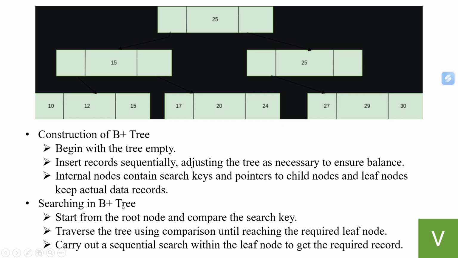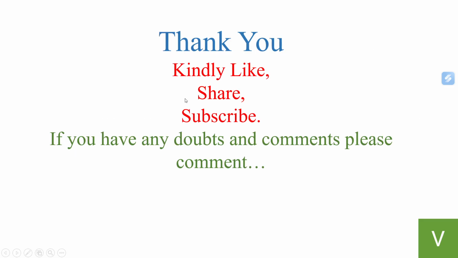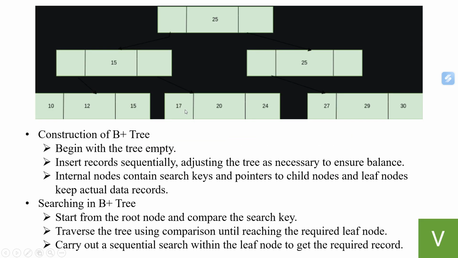Second one is searching of B plus trees. So if we want to search an element 17, we compare with the root node 25. The value 17 is less than 25, so we access the left side part of the root node, which is 15. The value 17 is greater than 15, so we access the right side part of the 15 node. And finally, we observe that 17 is present in the right side node of the 15. So this is the searching in B plus tree.